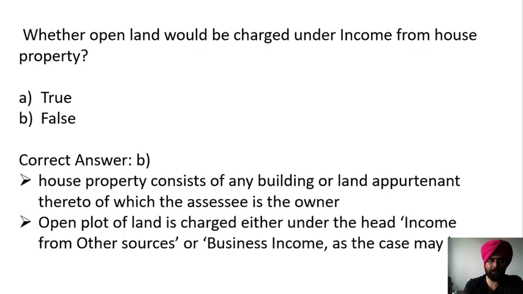Here the correct answer is B, that is the statement is false, because in income from house property we will charge income received from building or land appertaining thereto of which the assessee is the owner. Open plot of land is charged either under the head income from other sources or business income, as the case may be. It depends upon the business that the person is doing. If he is regularly doing this business of renting out a plot of land, then it could be under business income. If it's a one-time transaction, then it could be under income from other sources.